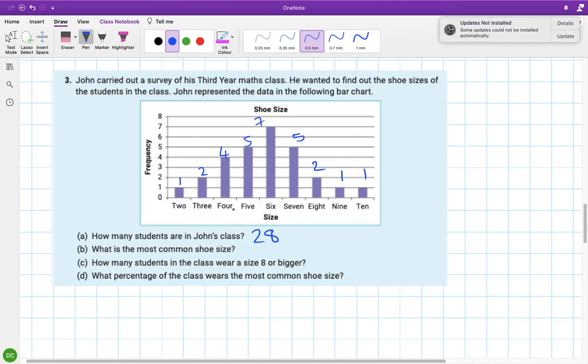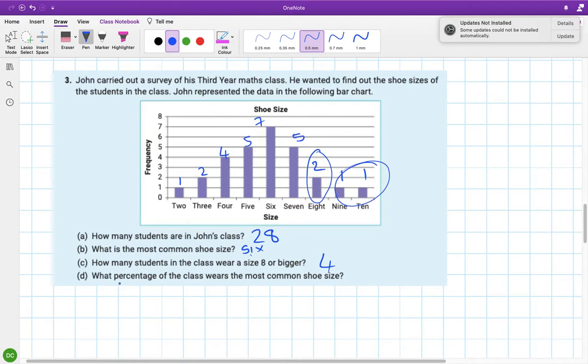So what is the most common shoe size? So the most common one would be the one with the biggest bar. So size 6 is the most common. How many students in the class were size 8 or bigger? So these people were size 8 and these people were bigger. So 4 in total.